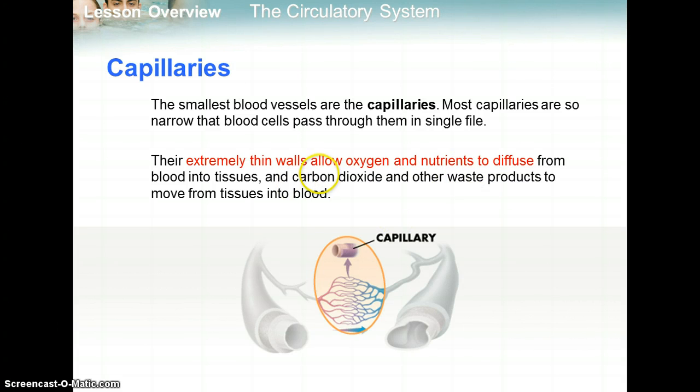Capillaries are the smallest blood vessel. Most capillaries are about a cell thick. Blood cells will pass through them in single file. The reason is that capillaries are the vessels where oxygen and carbon dioxide are exchanged: oxygen is diffusing into your body cells, while carbon dioxide is diffusing from your body cells to your blood. So you need a really thin wall in order for this exchange of oxygen, nutrients, and carbon dioxide to happen.